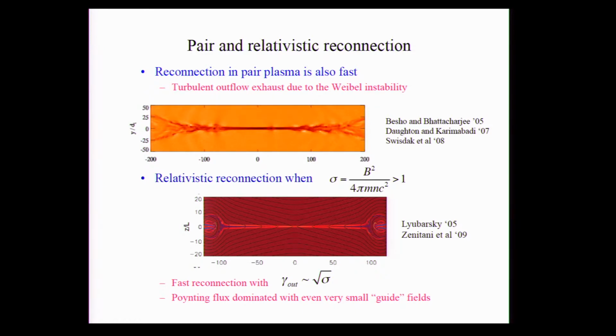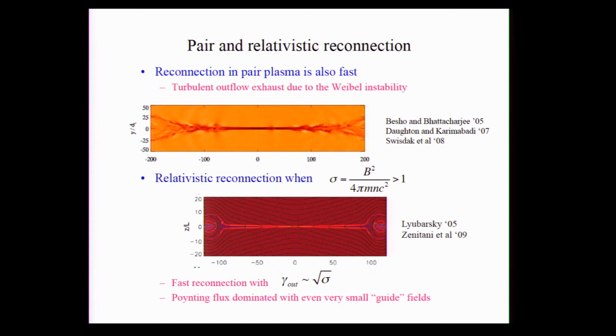The exhaust region, which is this region here of the outflow jet, becomes highly turbulent. There's an instability driven by the anisotropy and the pressure that produces this turbulence. And then you can have relativistic reconnection when B squared over 4 pi m n c squared is greater than 1. And in that case, you get outflow jets which are relativistic. And it looks something like this.